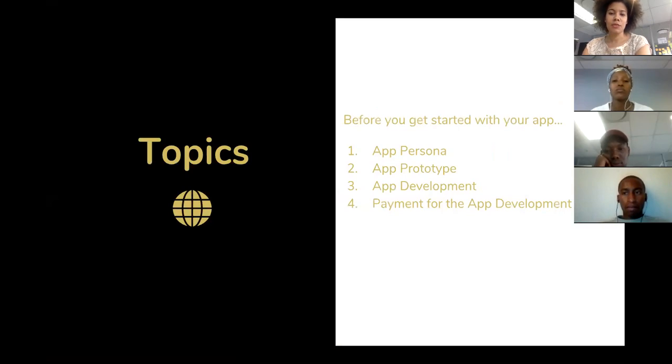We'll take you through four main points of building an app. The first is an app persona, so how to develop the persona for your app and why that's important. The second is the app prototype, and we'll actually show you our prototype. The third is app development, so we'll show you two sections of development, the database side as well as the functionality side. And then we'll take you through some payment discussions on an app, how much you would expect to pay and how payment typically works for app development.